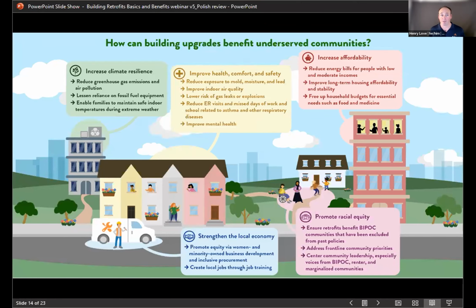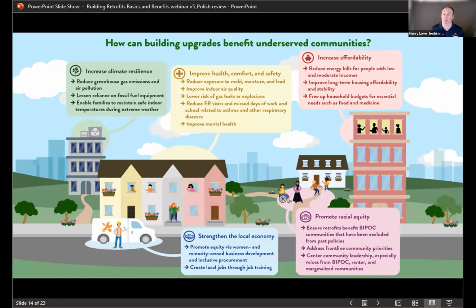Another benefit is increased affordability, reducing energy bills for people with low and moderate incomes. As I mentioned earlier, it's rent plus the cost of utilities that determines whether something is affordable for a household. So improving long-term housing affordability and stability is important, and freeing up household budgets for essential needs such as food and medicine.